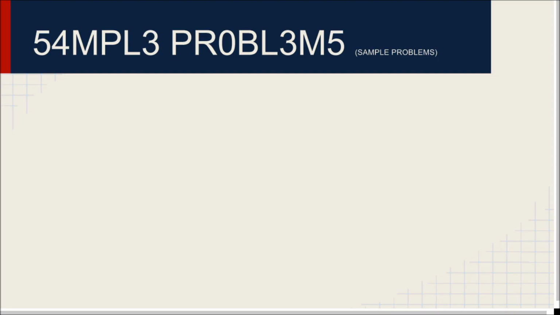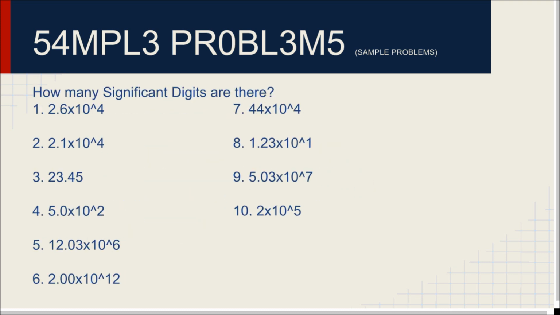Now, more sample problems about scientific notation. So, like the first one, how you count significant digits in scientific notation. For the first one, there are 2 significant digits because there's just 2.6. The times 10 to the power of 4 does not count as significant digits. So first one, 2. Second one, 2. Third one is not scientific notation, but there's 4 significant digits in it anyway. The next one has 2.